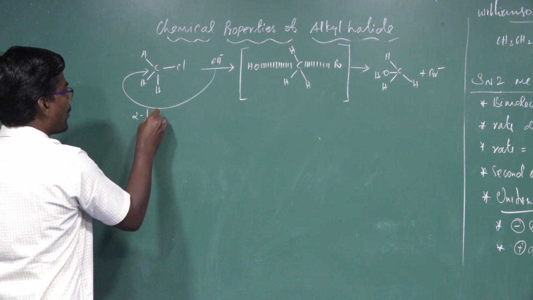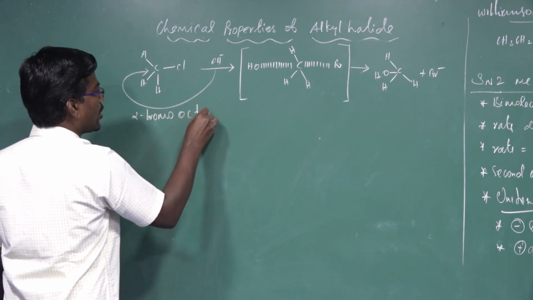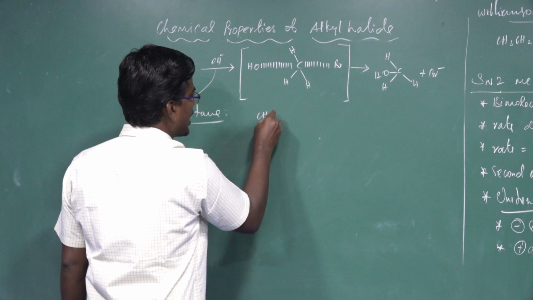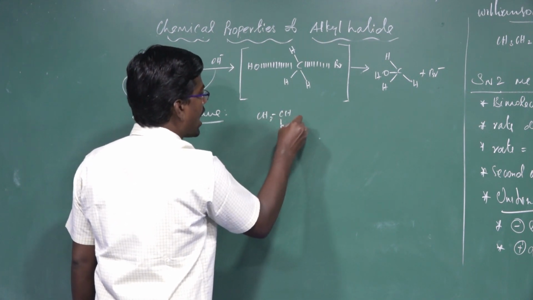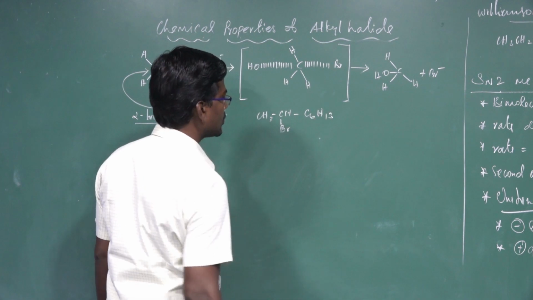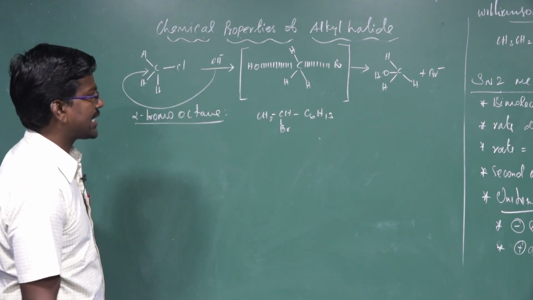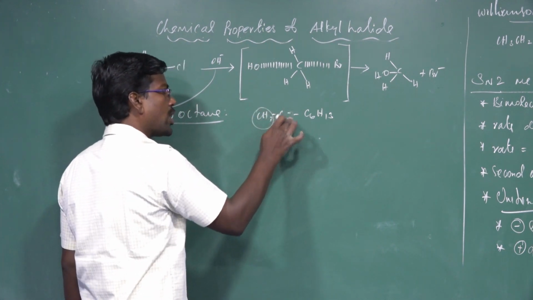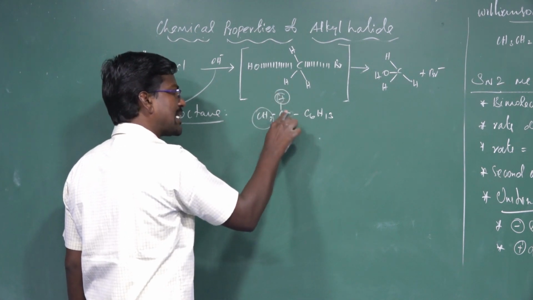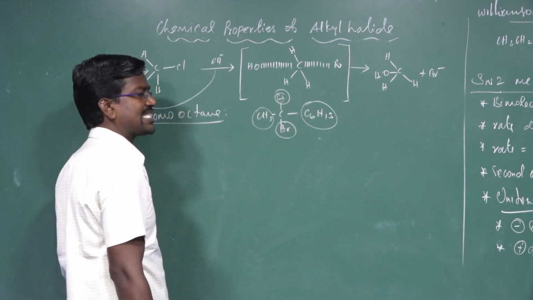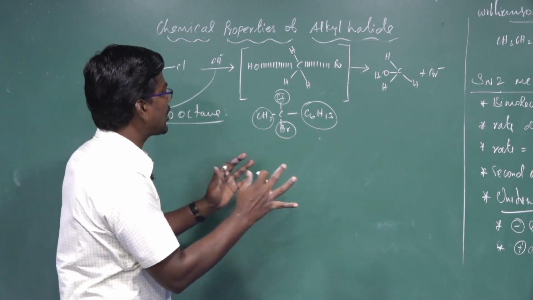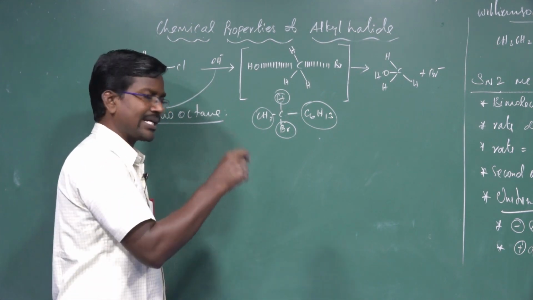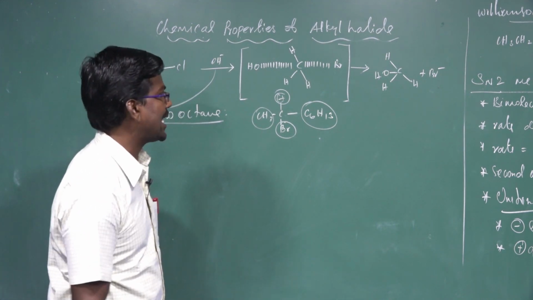2-bromo-octane. The formula of 2-bromo-octane is CH3 CH Br C6H13. How many different atoms or groups are bonded to the same carbon in 2-bromo-octane? One methyl group, one hydrogen atom, one bromine atom, and one alkyl group, C6H13. So four different atoms or groups are bonded to the same carbon. That carbon is an asymmetric carbon. That compound is optically active.